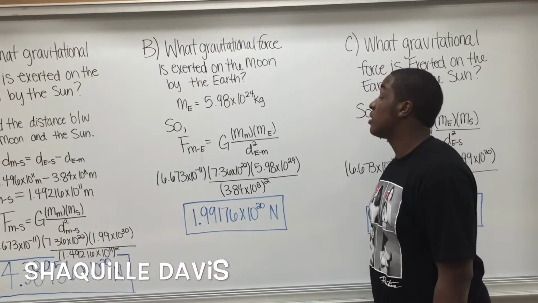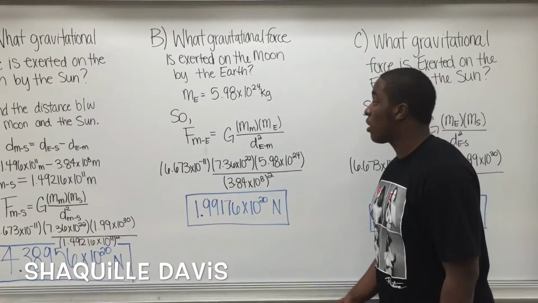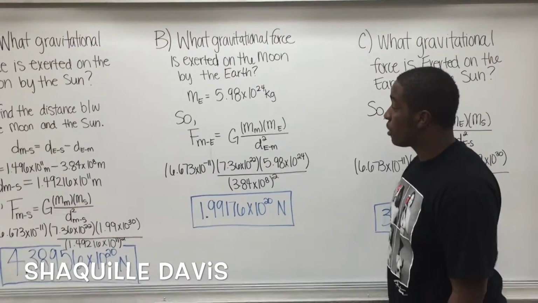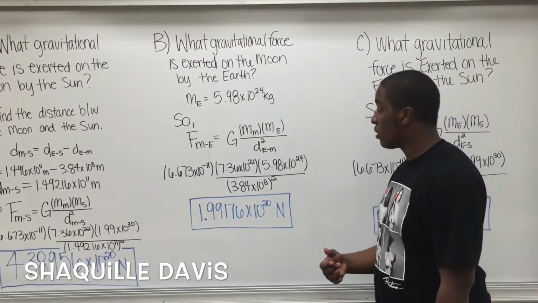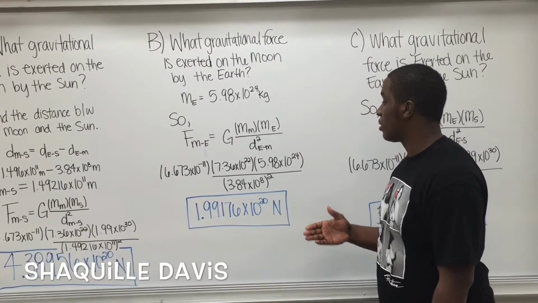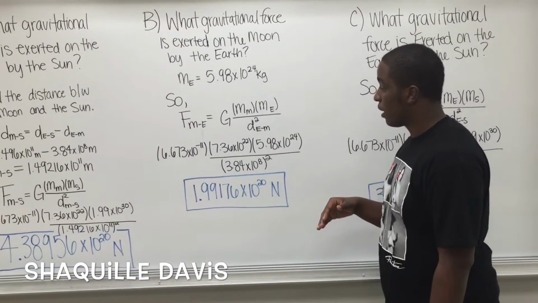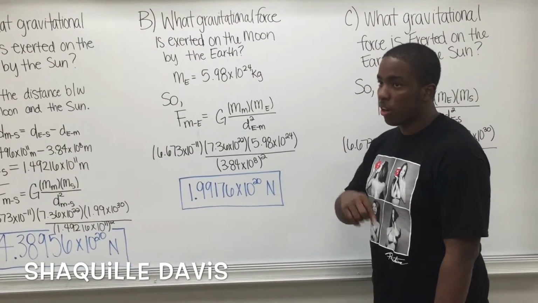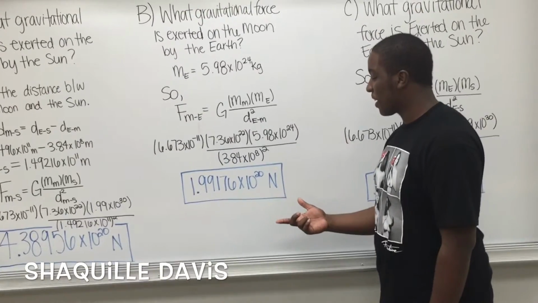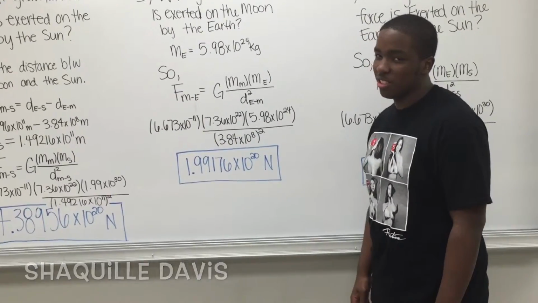What gravitational force is exerted on the moon by the earth is our second part. The mass of the earth equals 5.98 times 10 to the 24 kilograms. So the force between the moon and the earth equals the gravitational constant times the mass of the moon times the mass of the earth, divided by the distance from the earth to the moon squared. When you plug in the numbers, you get 1.99176 times 10 to the 20 newtons.